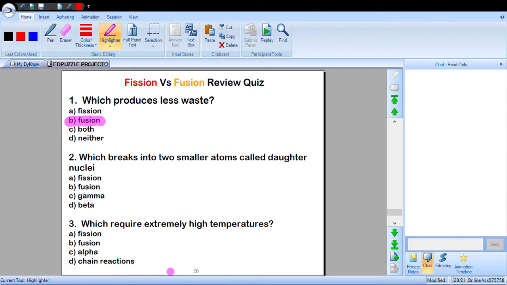Well, it's not gamma or beta, and fusion is combining, so it must be A, fission. Which requires extremely high temperature? It's not a chain reaction. That is what happens with fission. It's not alpha, so it must be fusion. All right, and that's it.